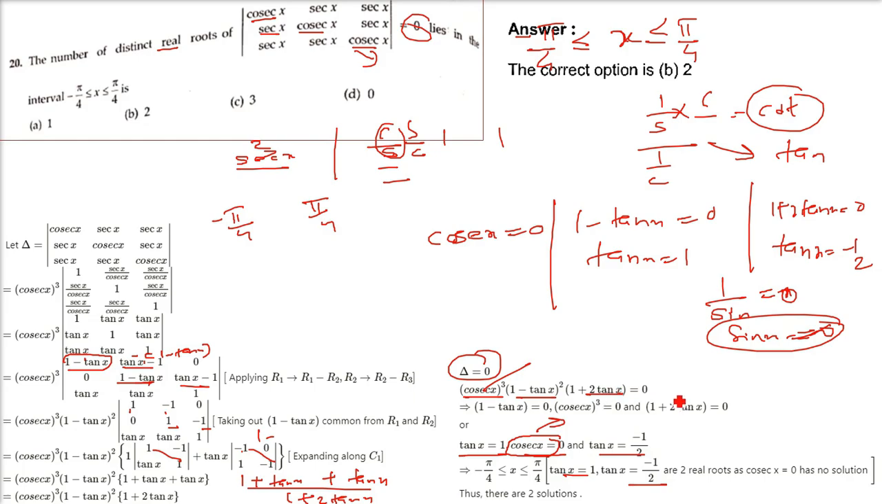You will not take cosec x equals 0. You can solve this question using sec x also if you take sec outside. That is also possible. So 1 and minus 1 by 2 is the answer here. Okay. So this is how we do it. The correct option is 2.